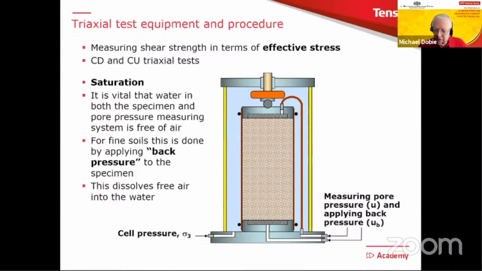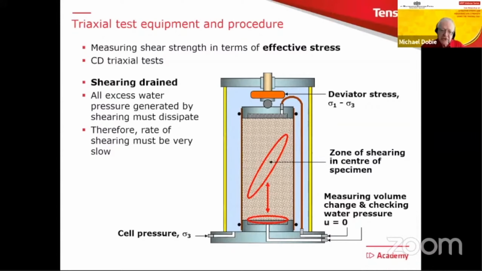So what we normally do is to use what's called back pressure. In this case, we put in a fairly high cell pressure and we put the same pressure into the end caps. So the soil particles don't really see any difference, but the pore water does. And by using a high back pressure, we can essentially dissolve the free air into the water. So if you ever see a result where it talks about back pressure, that's the reason for it. But when it comes to analyzing the results, you haven't got to worry about it.